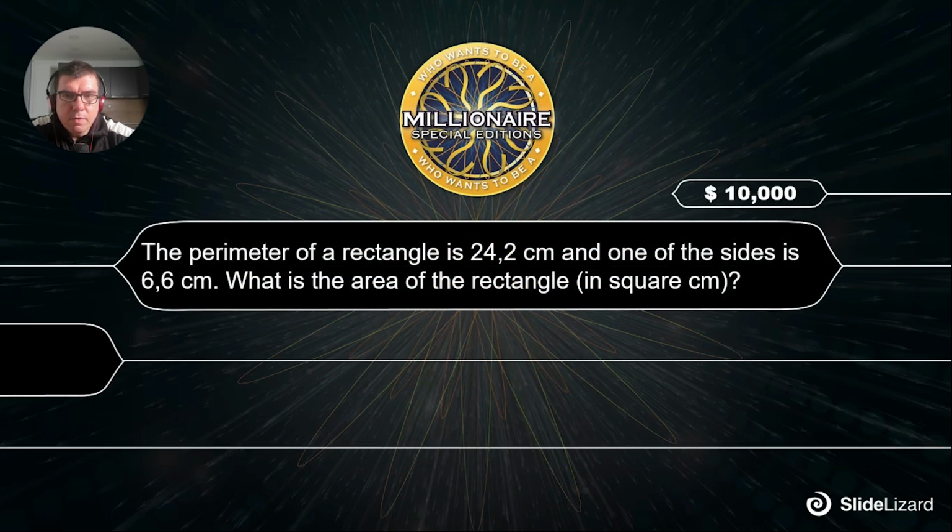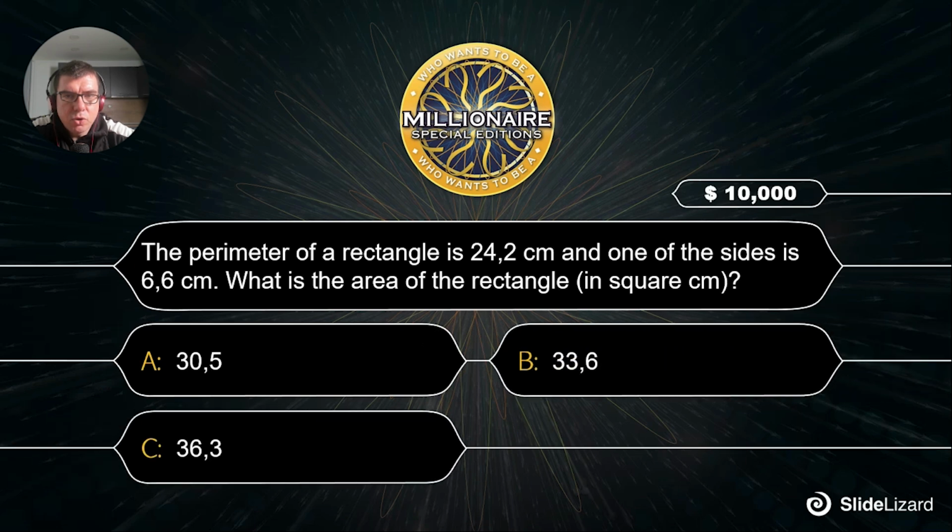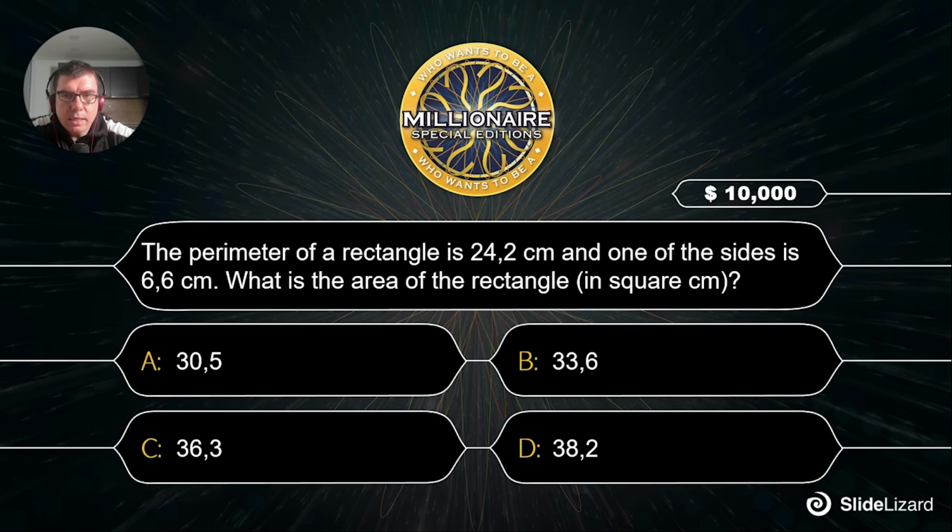The perimeter of a rectangle is 24.2 and one of the sides is 6.6. What is the area of the rectangle in square centimeters? Think about it and give me the answer.